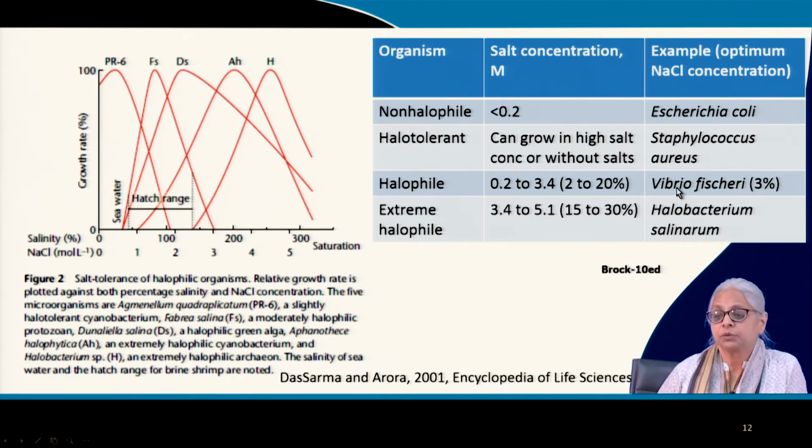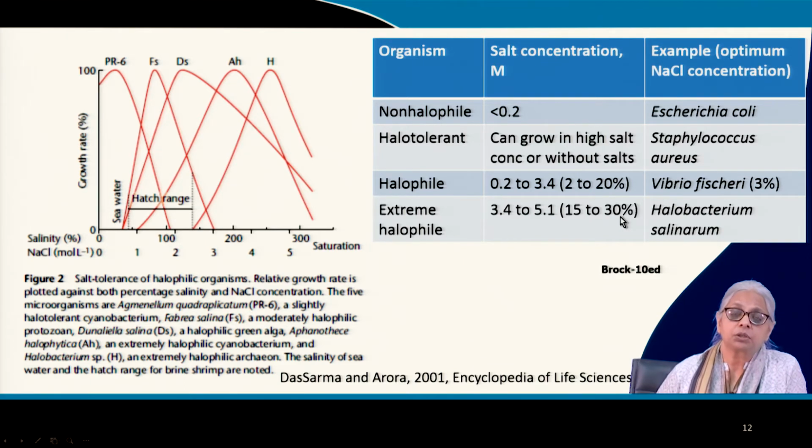Halophilic bacteria are the ones that can withstand seawater concentrations, which is 2 to 20%. Seawater is 3.5%. So these halophilic bacteria are likely to be found in marine environments. So you have Vibrio fischeri and so many other types of Vibrio species. Then we have extreme halophilic bacteria. They can withstand 15 to 30% salt concentration.